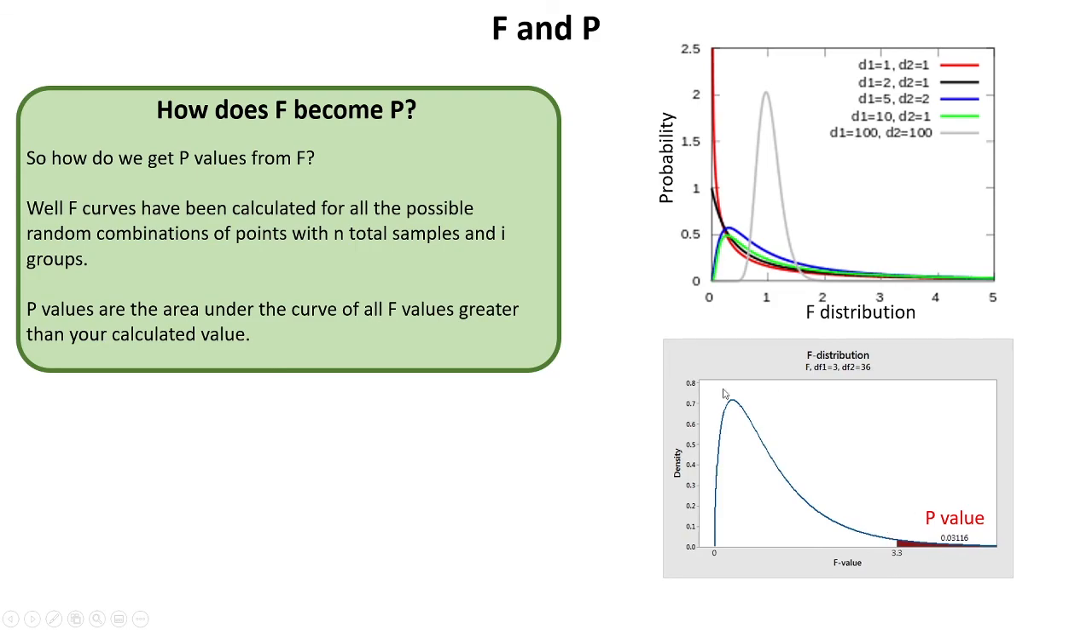All right, so that's how you go from your F statistic to your p-value. You integrate everything to the right of your F statistic with the F curve that it corresponds to your designated degrees of freedom.